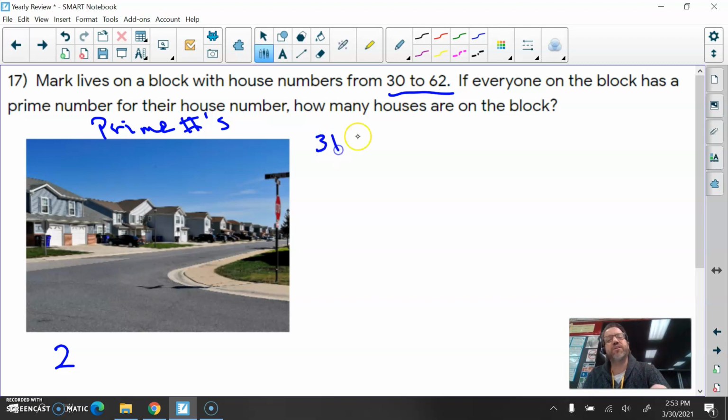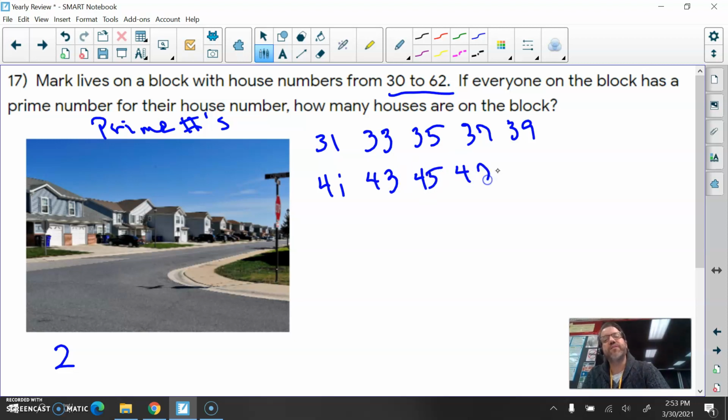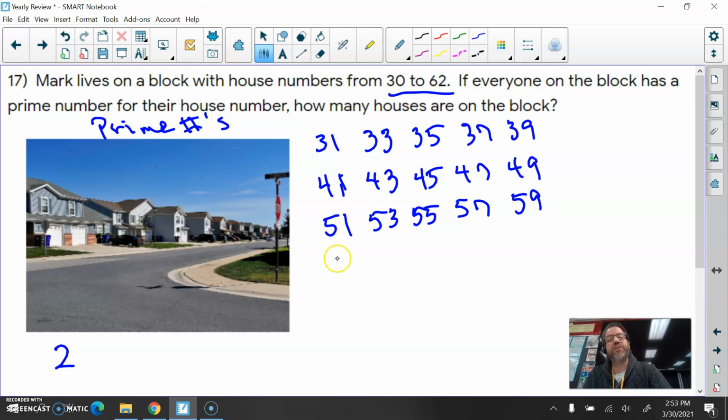So we have 31, 33, 35, 37, 39. I'll just list them out, the 30s, then I'll do the 40s here. 41, 43, 45, 47, 49. Then I'll list the 50s. 51, 53, 55, 57, 59. And then we only have one more, 61, because once you get to 63, now you're larger than 62. You're not in this range of numbers here.